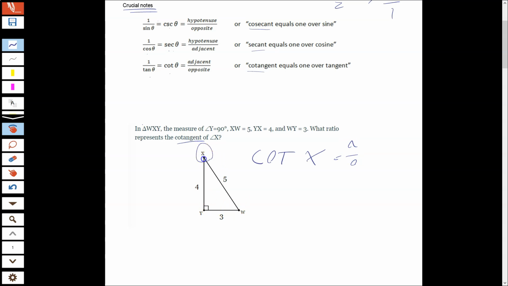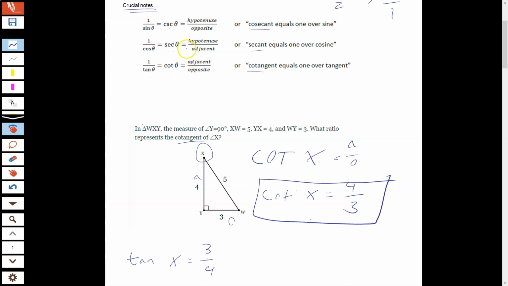If x is here, make sure you look at the right angle. Adjacent is going to be 4, opposite is going to be 3. So 4 over 3 is cotangent of x. And notice if I wanted tangent of x, it would be 3 over 4. So these two things are reciprocals of each other. That's all there is to it. As long as you have the crucial notes in your notes, you're going to be fine. So use this as a reference and then cruise through these problems.